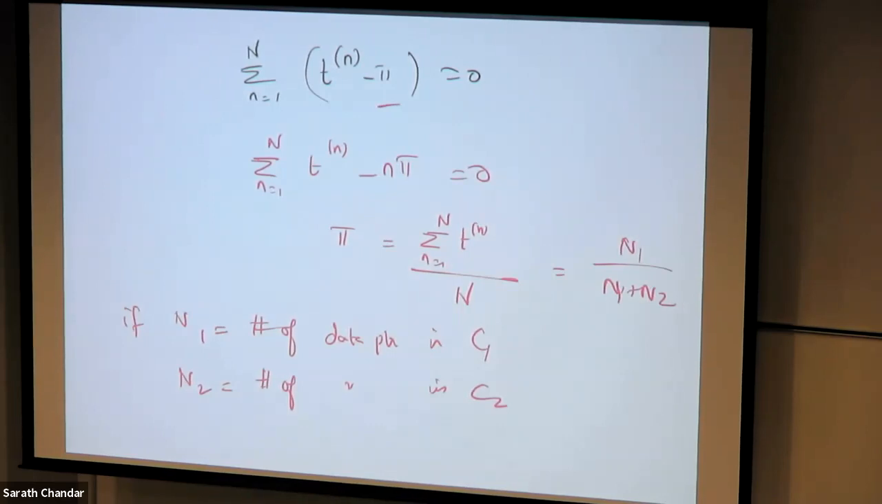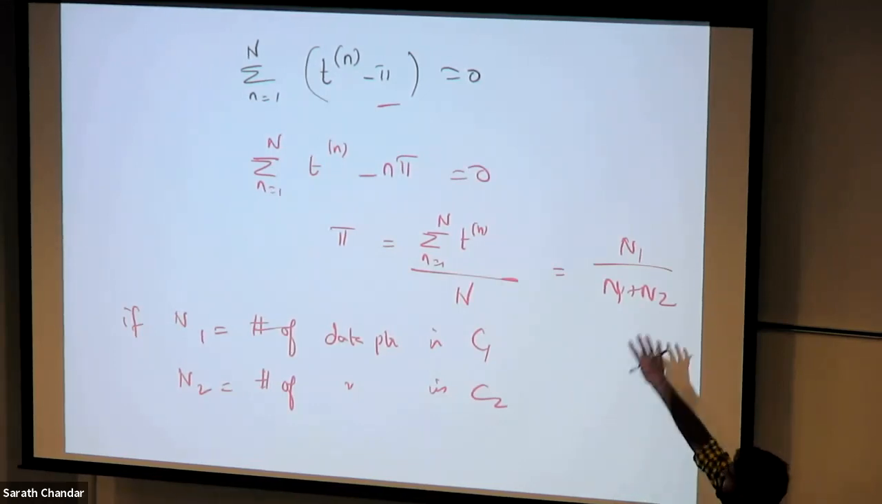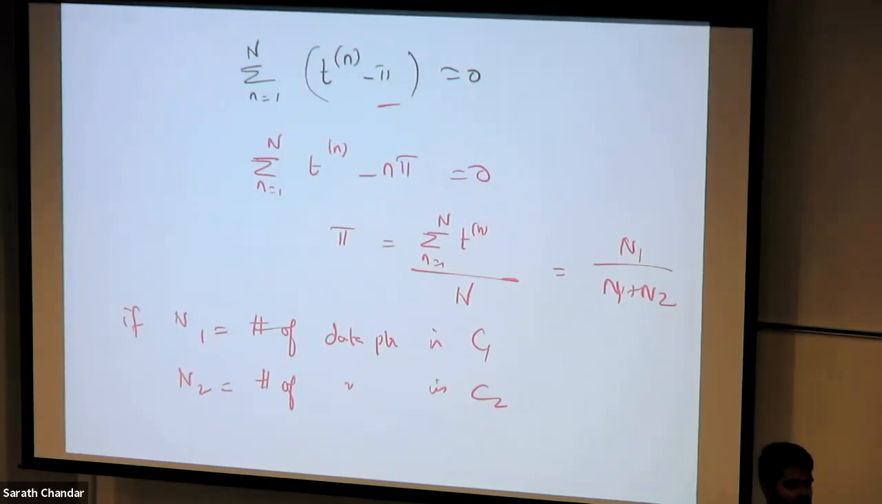So that is our answer for pi. Now, if you think about it, this is a very intuitive prior probability. What does this prior probability tell us? It tells us that if you have a data set which has 100 examples, let's say, out of which 60 are class 1 and 40 are class 2, then the prior probability pi is given by 60 by 100, which is 0.6. So in some sense, it's a very intuitive answer. That is what the maximum likelihood solution is giving us.